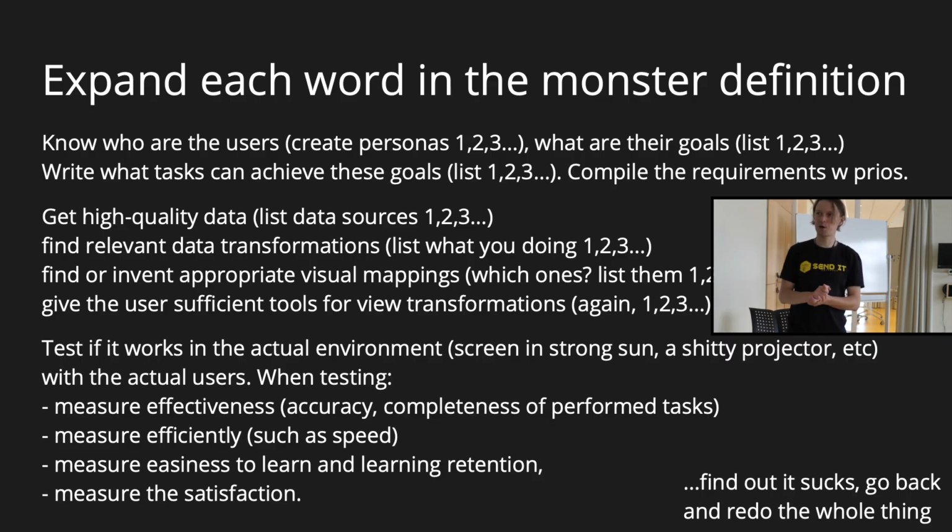What would be our visual mappings that we need to do? Also list them. And what would be the view transformations we would need to do? Also list them. So after we've done that, we design a prototype.